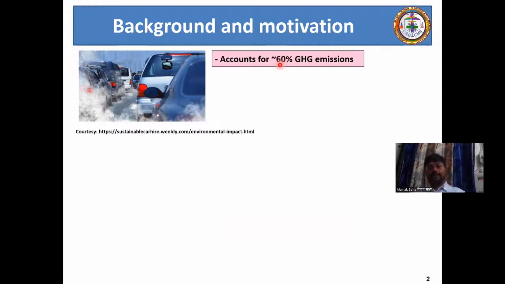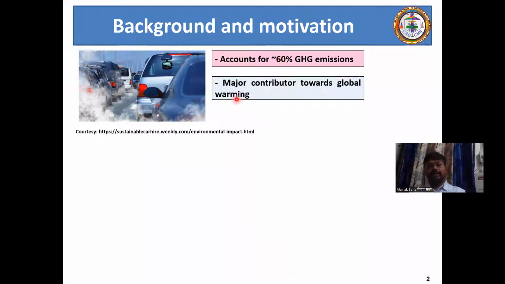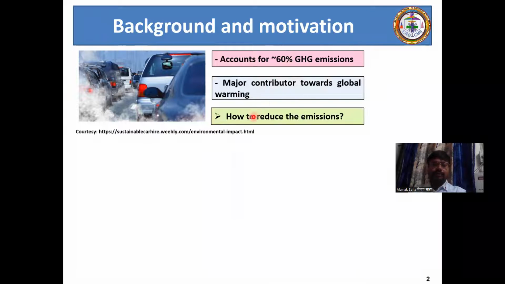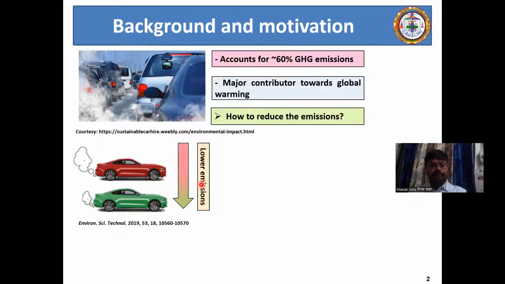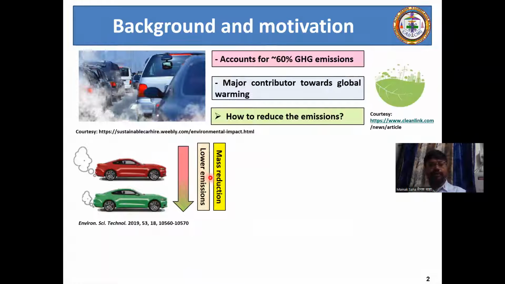60% of the greenhouse gas, or GHG, emissions, and hence these are a major contributor towards global warming. So now the question is, how do we reduce the emissions? In order to do that, the simplest option that we can think of is to reduce the overall weight of the vehicles in order to reduce the overall fuel consumption.